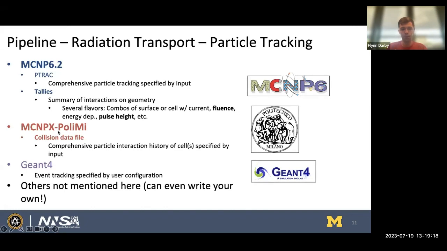In MCNPX-PoliMi, which is what we like to use at our research group at the University of Michigan, you get a collision data file, which is built directly off of PTRAC for the MCNPX version. It's a more prepackaged summary of collisions in a specific cell that you specify, and that cell could be your detector. We'll go a bit into what that output looks like for PoliMi. In Geant4, you can also use event tracking, which unfortunately I'm less familiar with, but I know it is a possibility. You can event track your particle and produce similar outputs. And like I said, you can build one on your own. We're not going to do that in this case, but you do have some of the tools with random walk to do that.